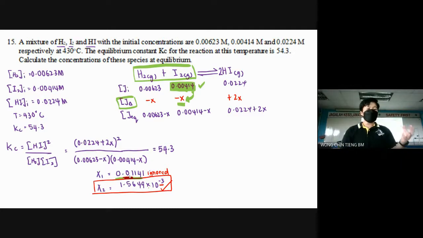So kalau dua-dua X positif, kita ambil yang kecil. Kalau X satu positif, satu negatif, ambil terus yang positif. Faham? Okay. And I think the biggest issue in here, selain daripada pemilihan X, quadratic. Isu dunia tu.